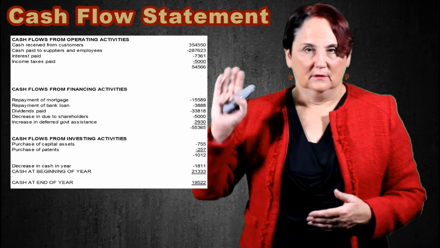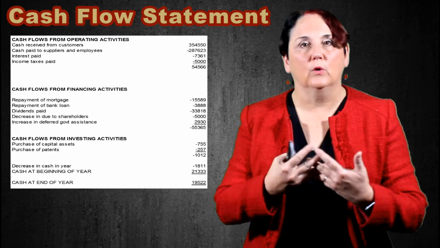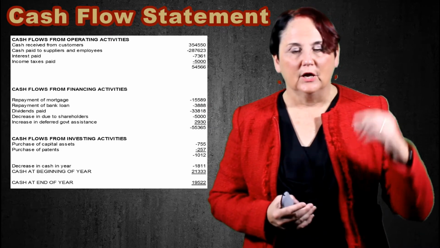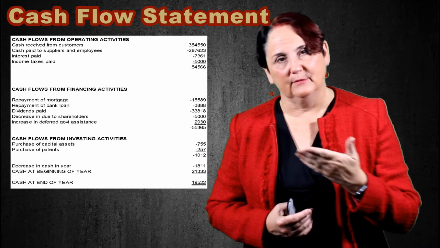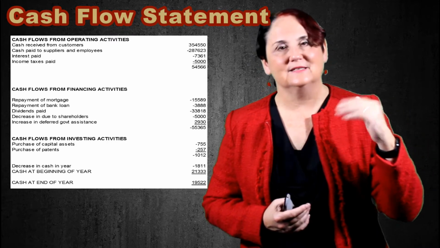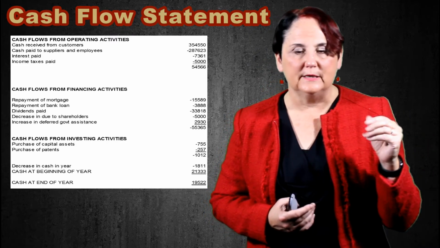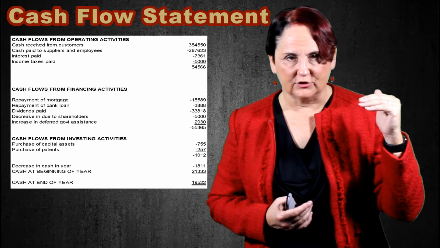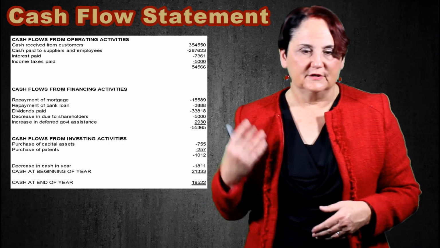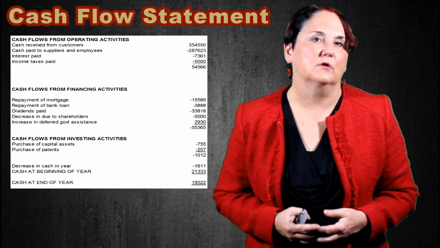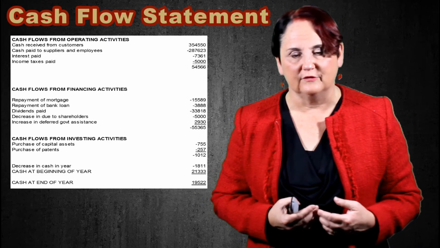So this example is what a cash flow statement looks like. At the top, you see cash flow from operating, which is the cash that came in from customers, less the cash you paid to suppliers and employees. A minus means it's cash going out. The absence of a minus means it's cash coming in. So this business has positive cash flow from operations of almost $55,000.